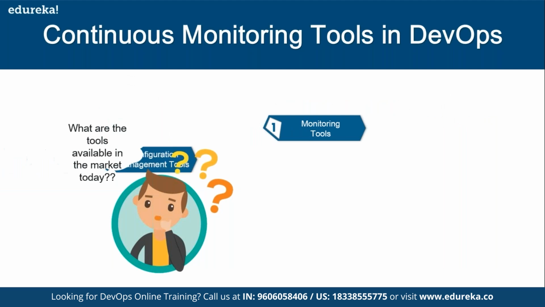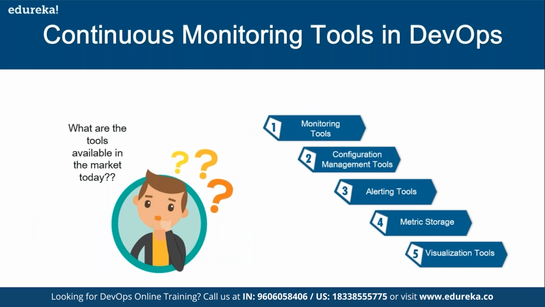So we are looking at what kind of tools are available in the market today. Having talked about the importance and what continuous monitoring is, let's look at continuous monitoring tools in DevOps. There are several DevOps tools for monitoring the ecosystem, which help both development and operations teams work effectively together. The first one, it should come as no surprise, is monitoring tools, where we start the discussion of DevOps tools.